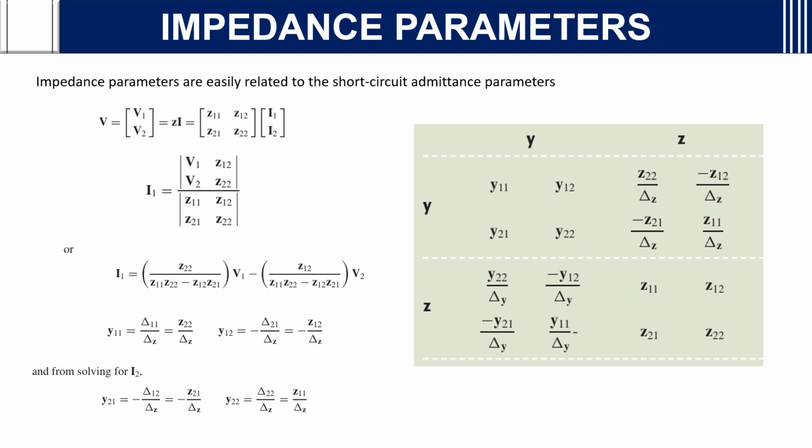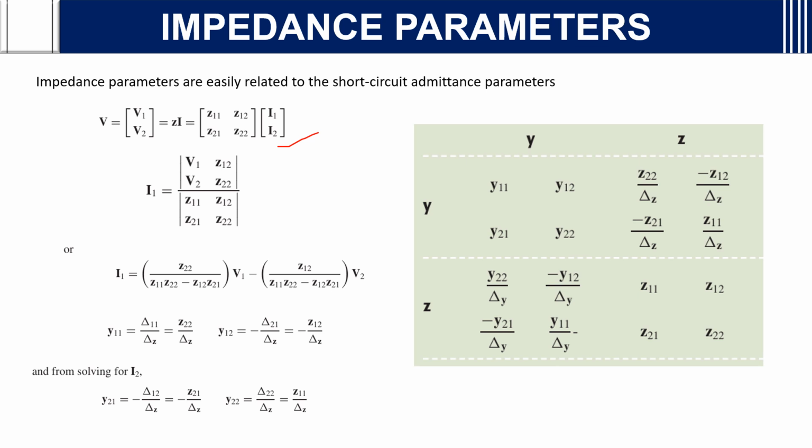Then impedance parameters are easily related to the short circuit admittance parameters. What they are telling is that the impedance parameters can be represented in terms of the admittance parameters and vice versa. If you know Y parameters, you can write Z parameters. If you know Z parameters, you can write Y parameters, using some formulas that we'll discuss in this slide.